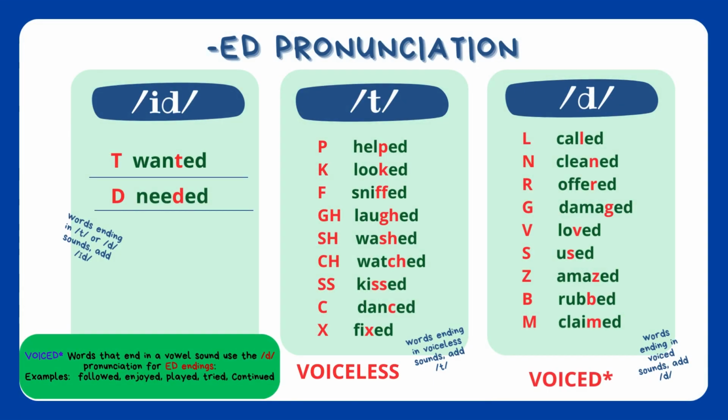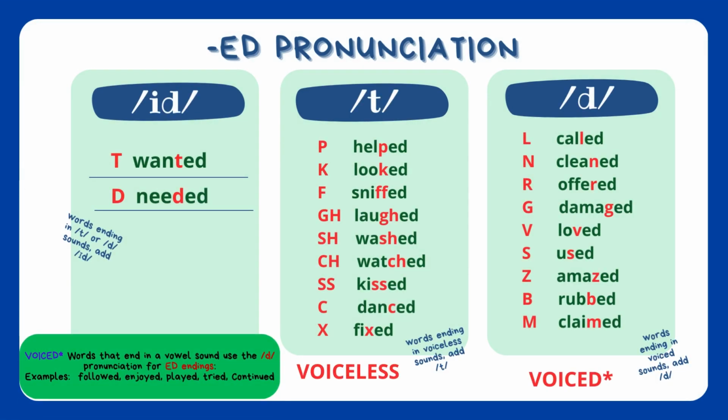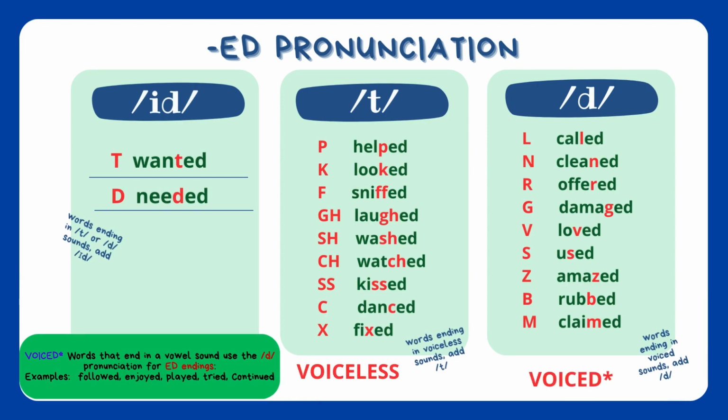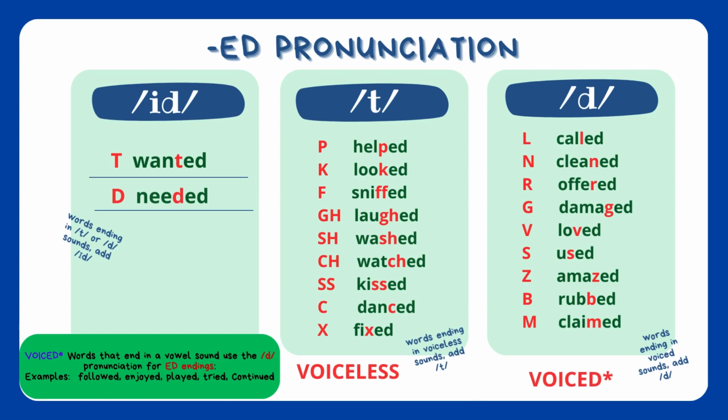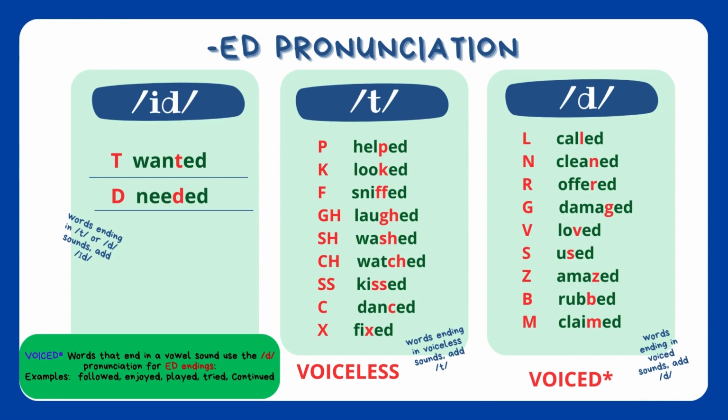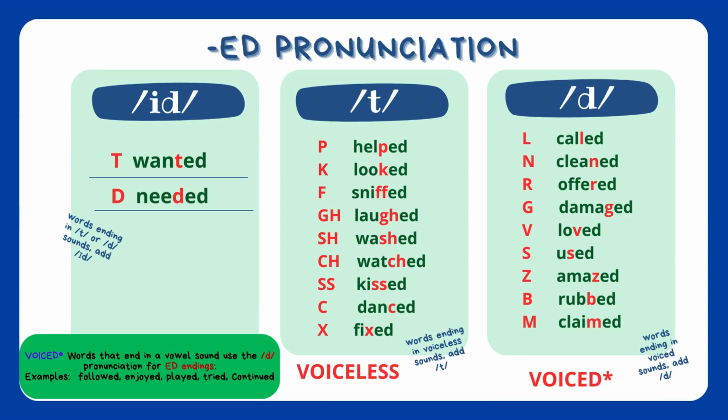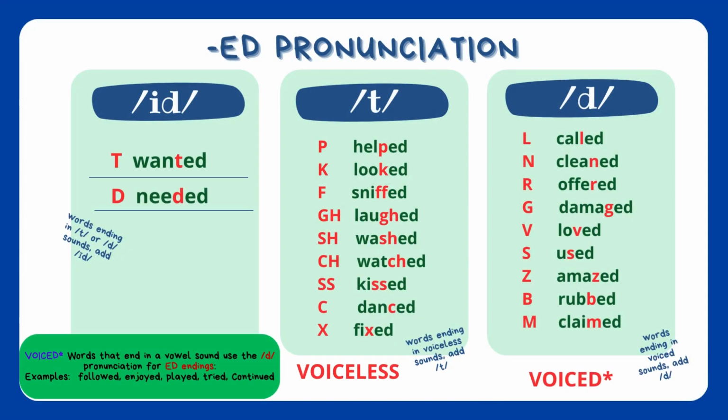D, L, called. N, cleaned. R, offered. G, damaged. V, loved. S, used. Z, amazed. B, rubbed. M, claimed. Voiced: words ending in voiced sounds add D. Voiced words that end in a vowel sound use the D pronunciation for ed endings. Examples: followed, enjoyed, played, tried, continued.